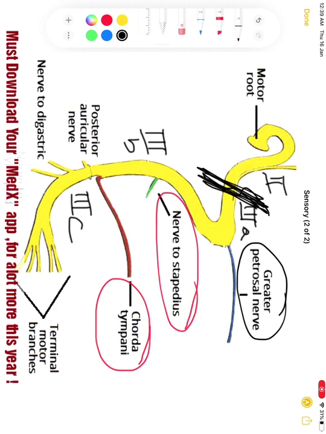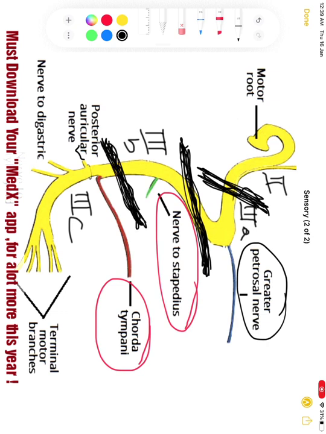But if there is a lesion somewhere here, that is after the first genu and before the nerve to stapedius, that is the second genu, the lacrimation will be normal, but stapedial reflex and the taste will be absent. And if there is a lesion somewhere here, then lacrimation will be normal, that is Schirmer's test will be negative, stapedial reflex will be present, but chorda tympani, that is the taste, will not be there. So this test helps in the identification or localization of the site of lesion.